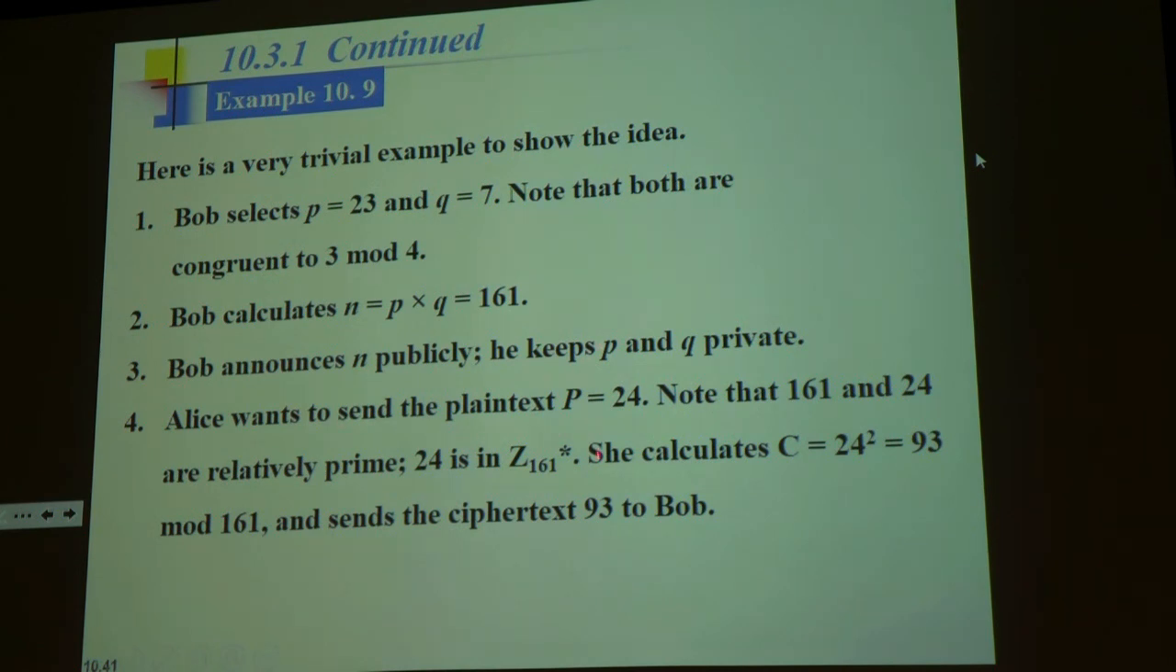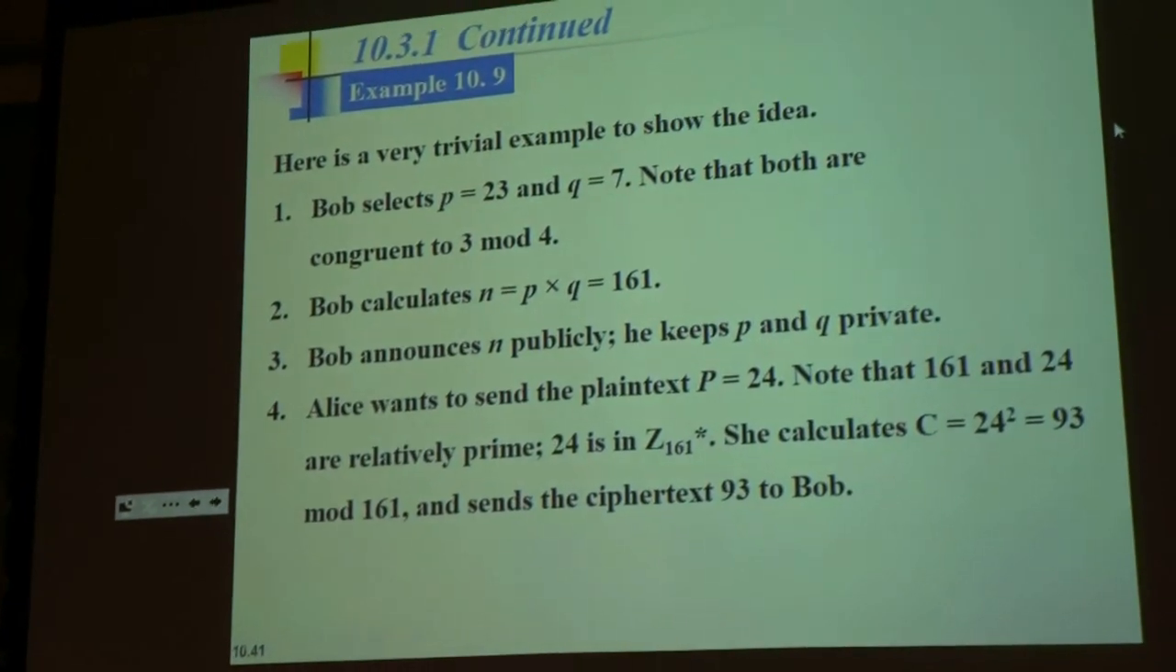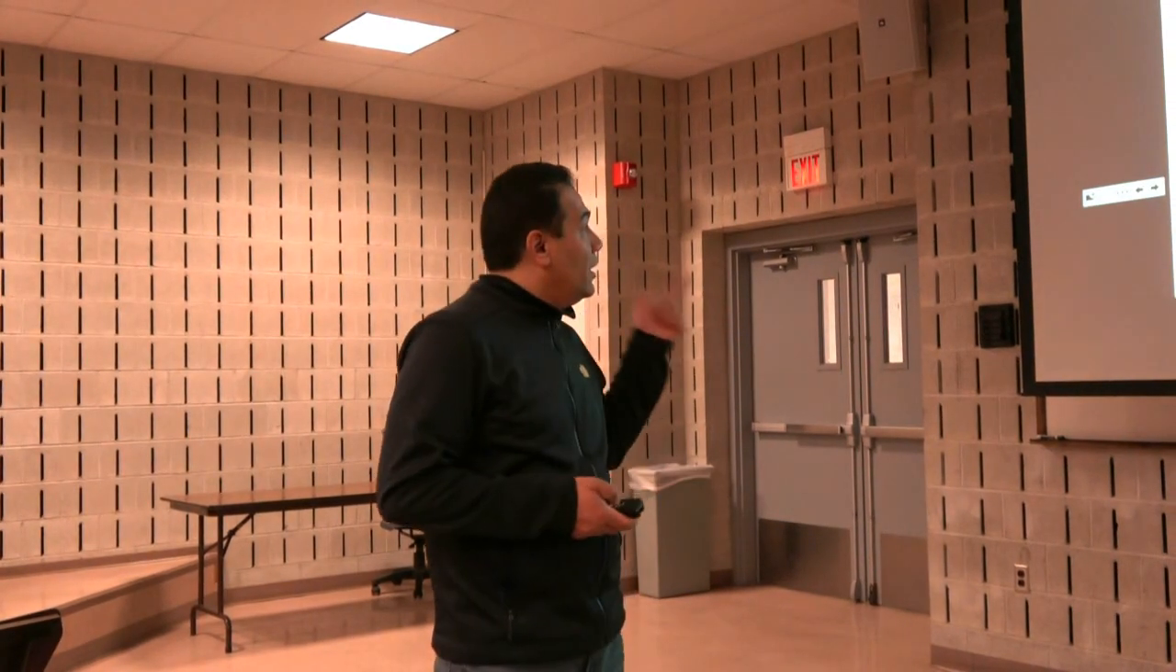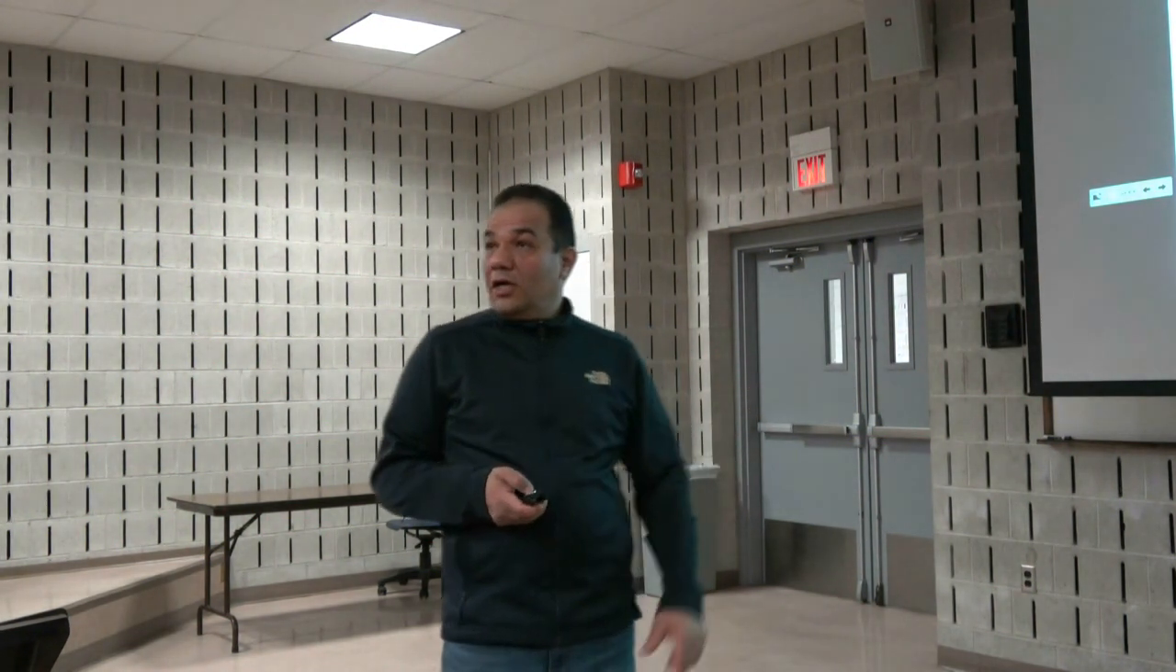Alice wants to send the plaintext, which is 24. Note that 161 and 24 are relatively prime. That's the other condition: the message has to be relatively prime to n. So 24 is in Z_161*, which means it's coprime. So there's a limit on the kinds of messages you can send. You can only send relatively prime data, so there's a limitation on the type of data.